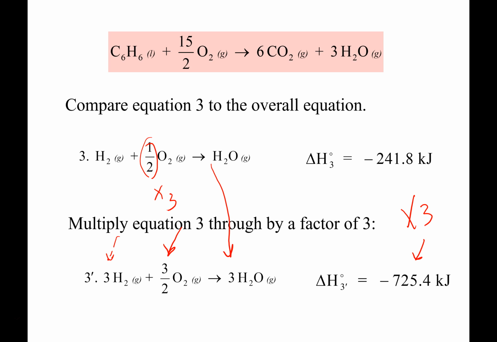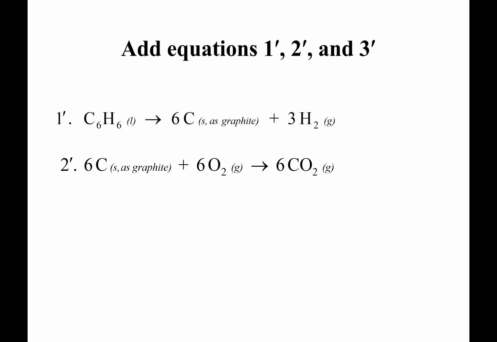All right, so here we go. And if it is, then all I've got to do is add up their delta H's: delta H1' plus delta H2' plus delta H3'. So yeah, you call that little tick mark a prime. It just means you manipulated the original one. So here's our 1', 2', 3', shown on the previous page.